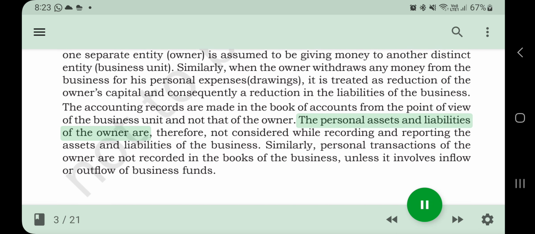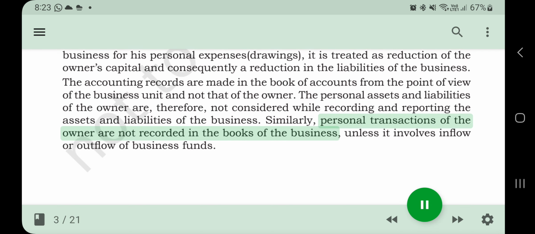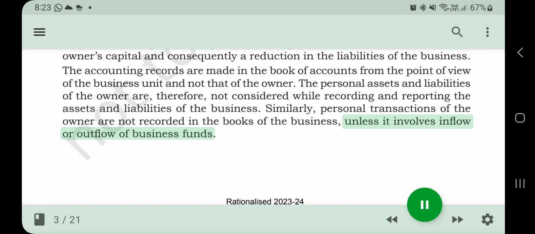The personal assets and liabilities of the owner are, therefore, not considered while recording and reporting the assets and liabilities of the business. Similarly, personal transactions of the owner are not recorded in the books of the business, unless it involves inflow or outflow of business funds.